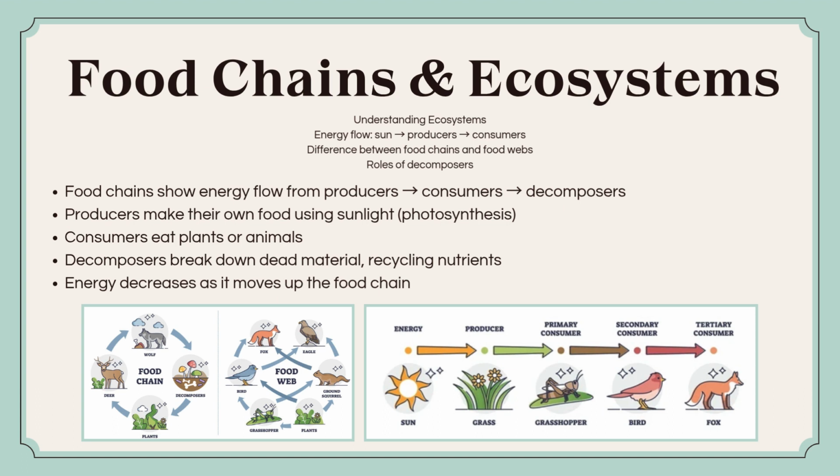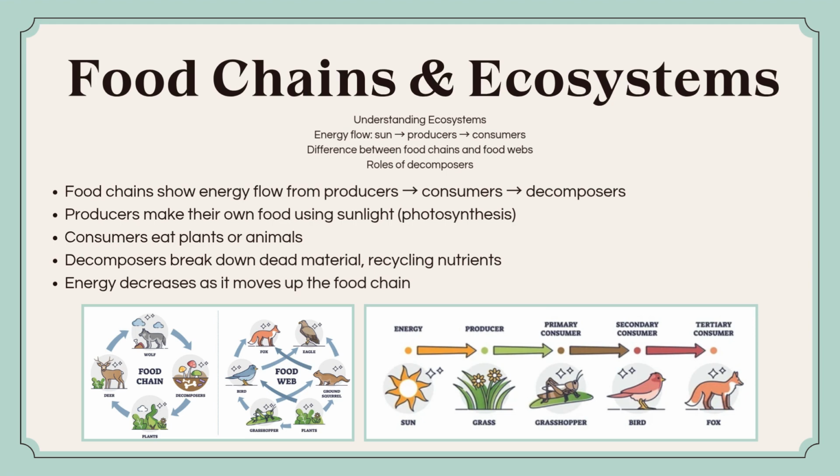Everything begins with the sun, which gives energy to the plants. These plants are called the producers because they make their own food using sunlight through a process called photosynthesis. Next, animals called consumers eat these plants or other animals to get the energy. For example, a rabbit eats the grass and a fox might eat the rabbit. This sequence of plants and animals is called a food chain.